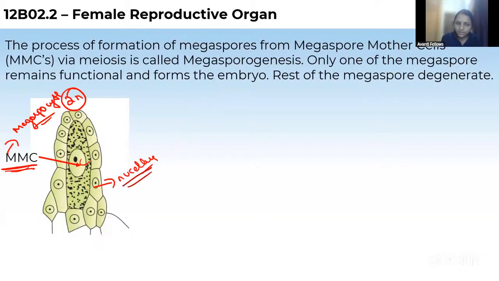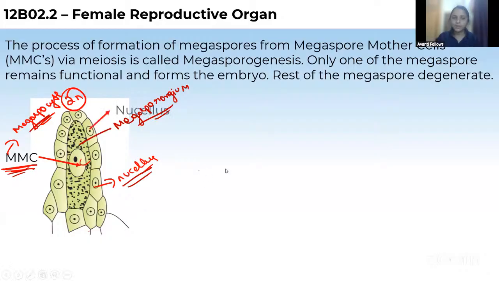This is the nucellus which is covering. This is nothing but megasporangium. Inside this megasporangium, one of the cells gets differentiated into the megasporocyte, or the megaspore mother cell. Now what is happening?